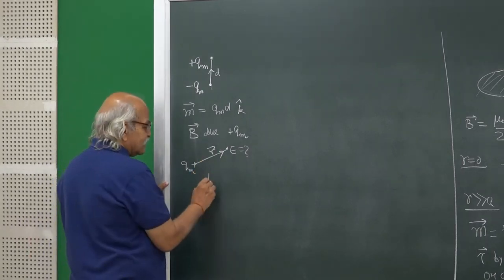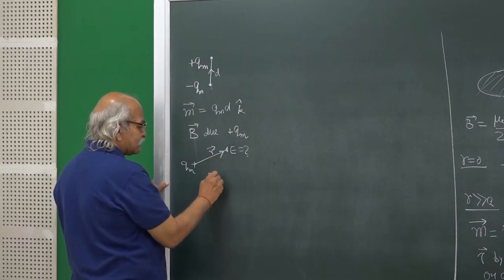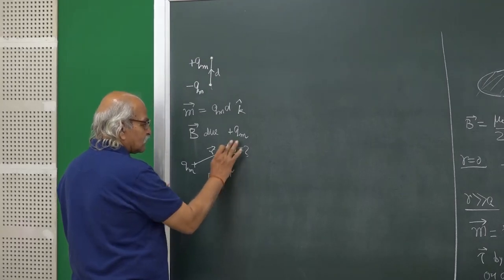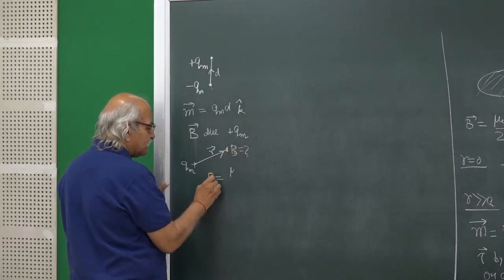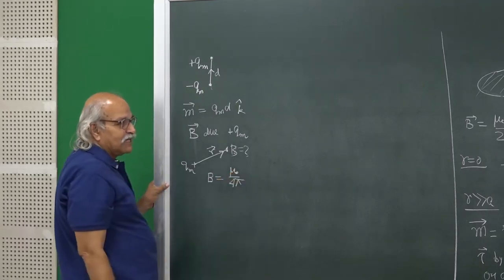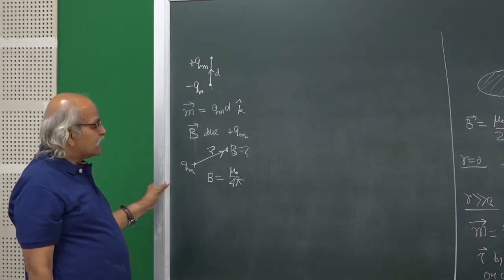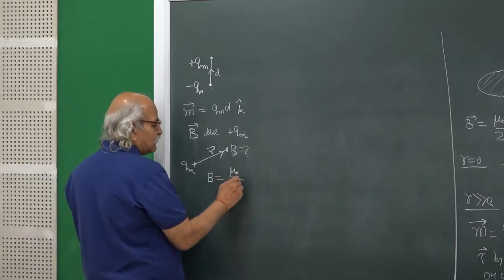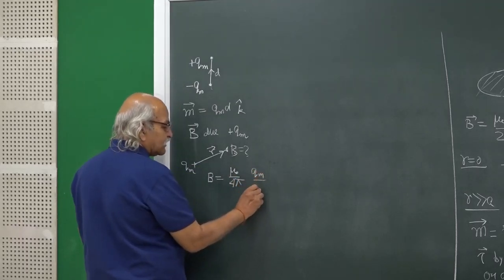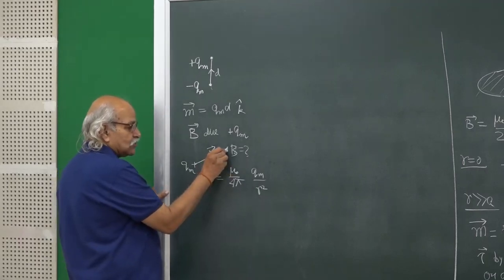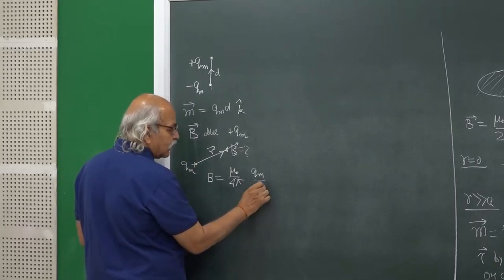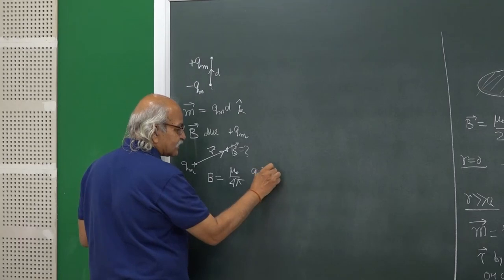Then we will say that the electric field here, the magnetic field, will be mu naught by 4 pi. In place of 1 by 4 pi epsilon naught, we will write mu naught by 4 pi. So, 1 by 4 pi epsilon q by r square. So, qm divided by r square is the magnitude, and the direction is radially away from this plus qm. So, you can write r cube here and r vector here.